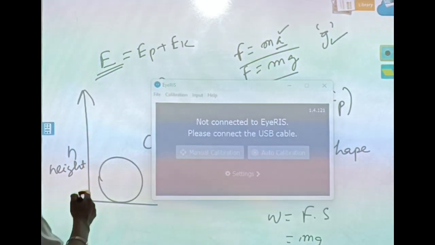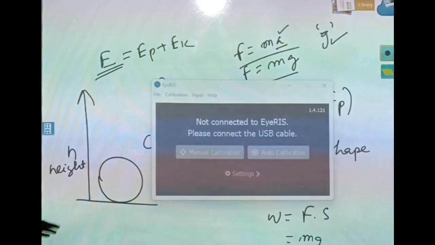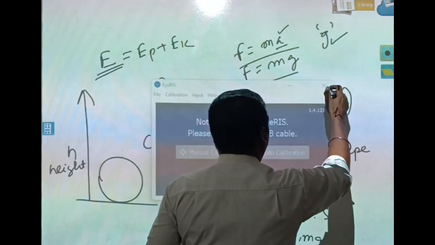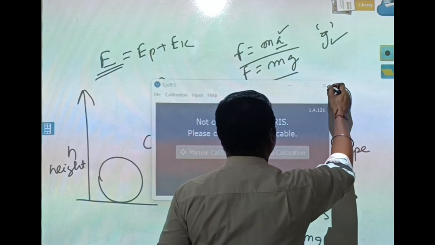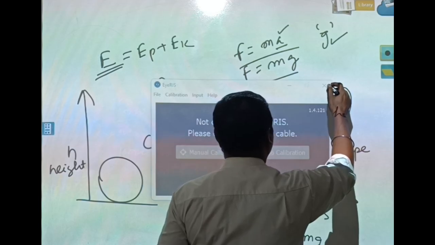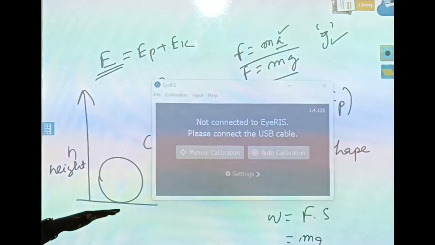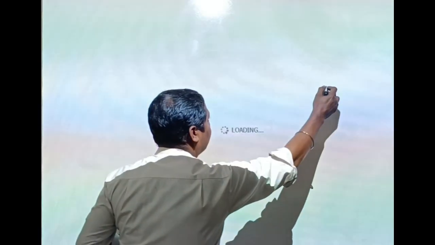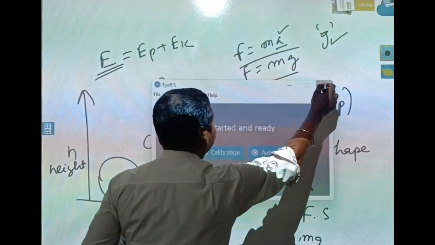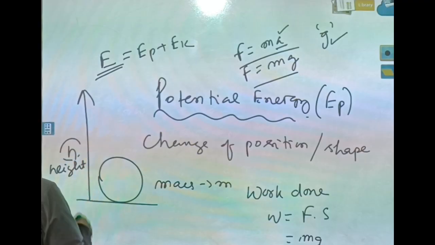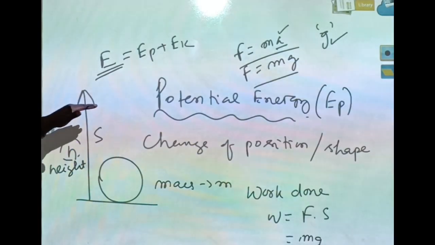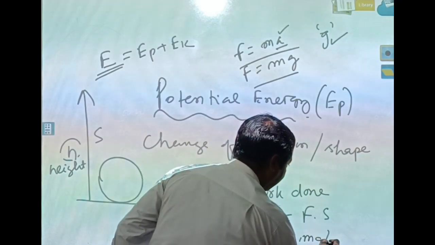So s is the distance travelled. Here the distance travelled is this much. But I am taking this distance as height. So I can write the total distance travelled as h. The distance is s, but it is a height, so I can write h.